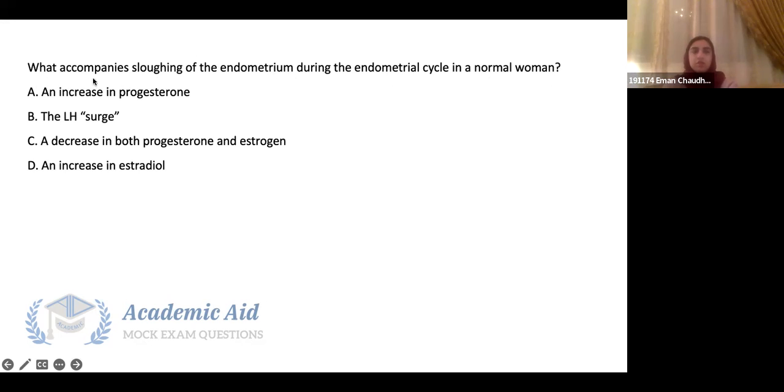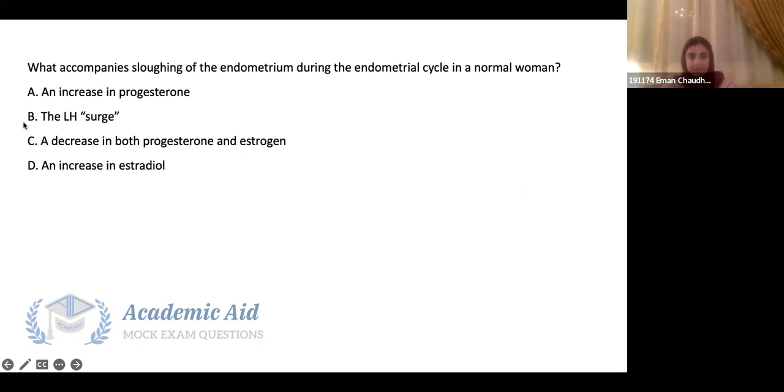Now, last question. What accompanies sloughing of the endometrium during the endometrial cycle in a normal woman? A, increase in progesterone; B, LH surge; C, decrease in both progesterone and estrogen; or D, an increase in estradiol.